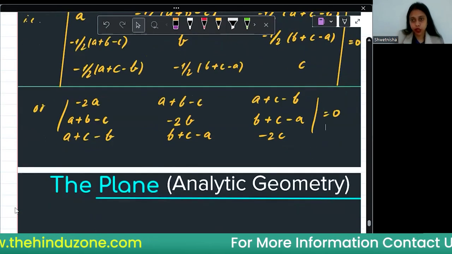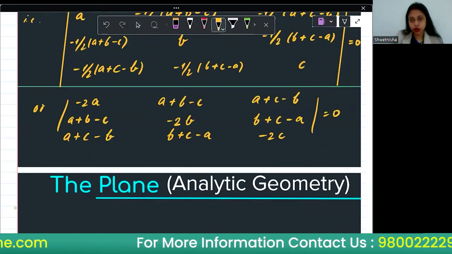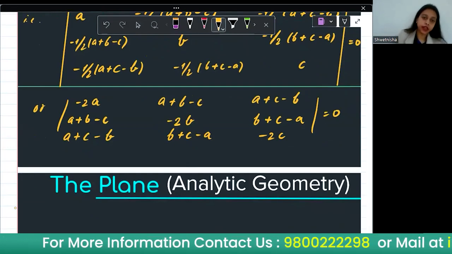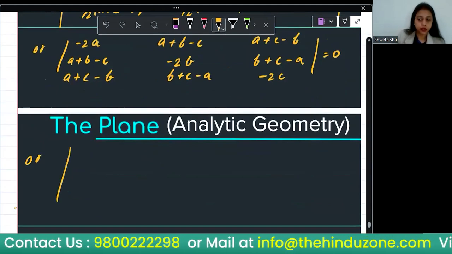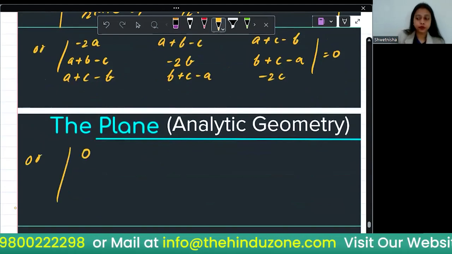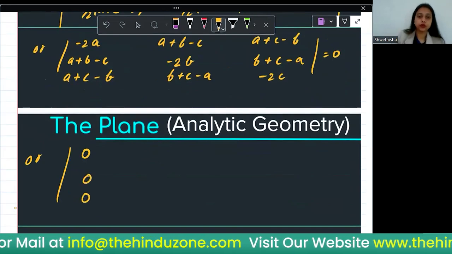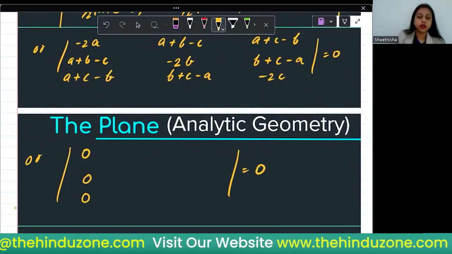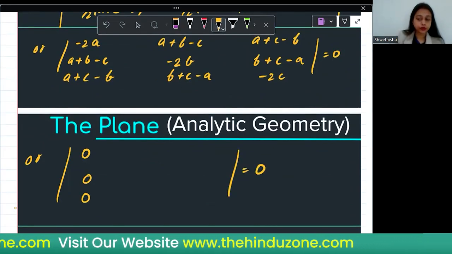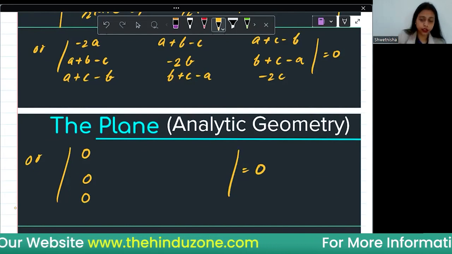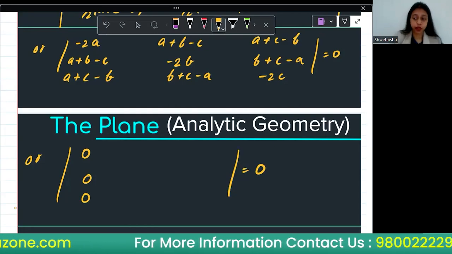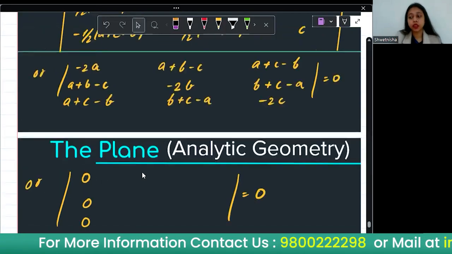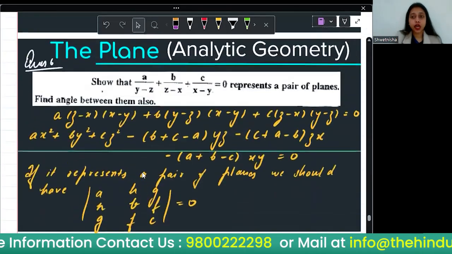If I now add all the columns, you see, 2a, b and b cancel, c and c cancel. If I add all the columns, I'll get 0, 0 and 0. Right. So yes, that is true, that the left hand side is equal to the right hand side. So yes, it represents this pair of planes.